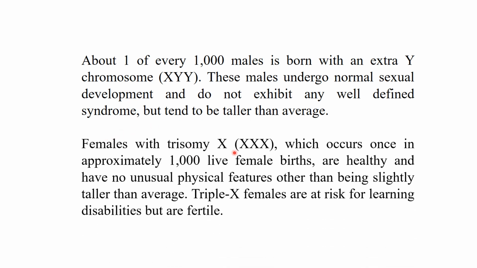Females with a trisomy, triple X, which occurs once in approximately 1000 live female births, are healthy and have no unusual physical features. Other than being slightly taller than average, triple X females are at risk for learning disabilities but are fertile. This type of condition, triple X, is called super female, and this type of condition, XYY, is called super male.